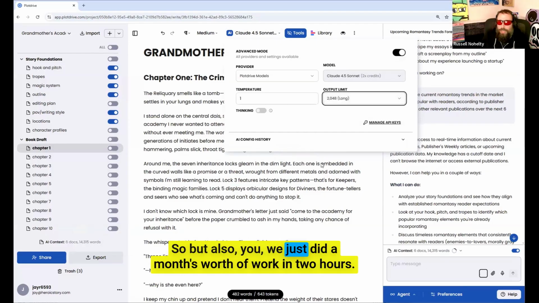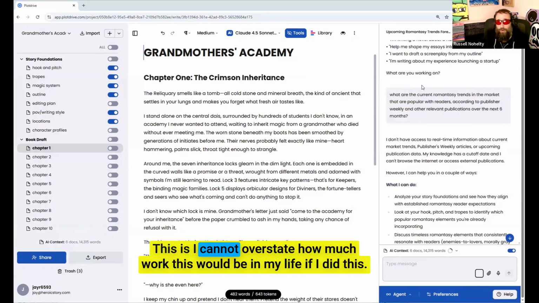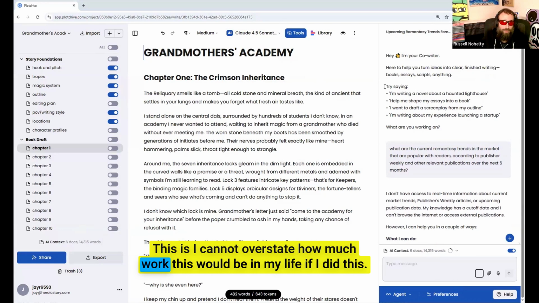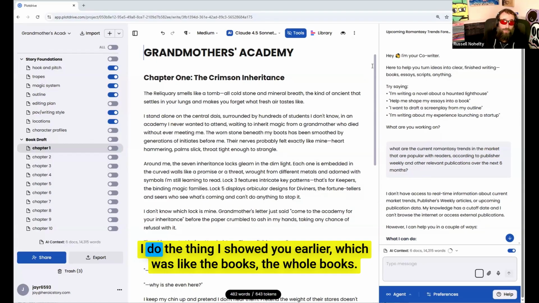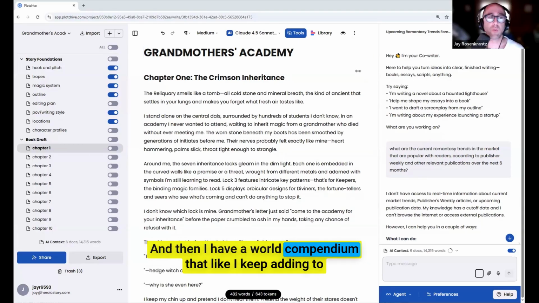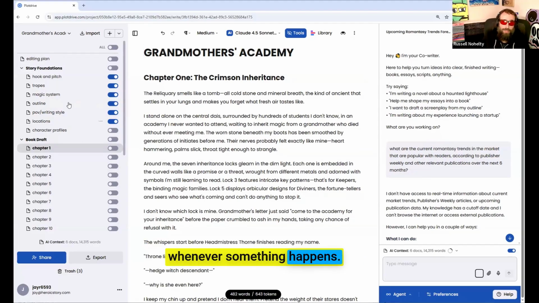But also we just did a month's worth of work in 2 hours. I cannot overstate how much work this would be in my life if I did this. So when I draft, I don't do almost any of these things. I do the thing I showed you earlier, which was the whole books. And then I have a world compendium that I keep adding to whenever something happens.